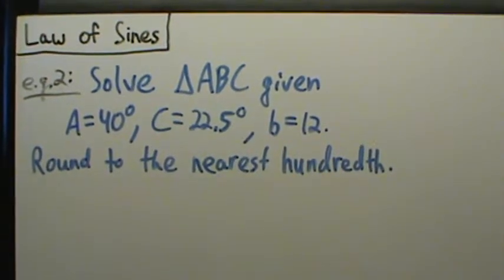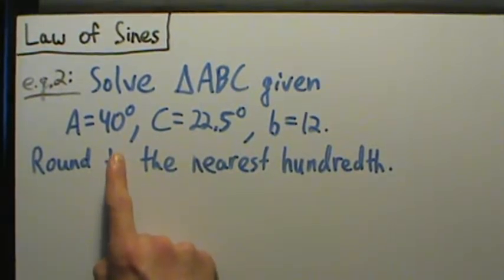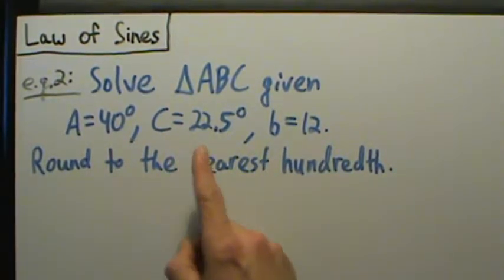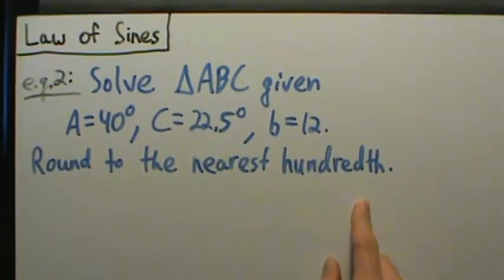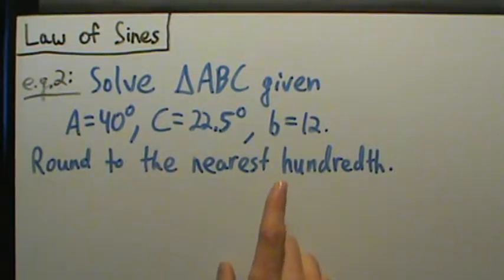Here's example 2 of using the law of sines. So solve triangle ABC, given angle A is 40 degrees, angle C is 22.5 degrees, and side B is 12. And we want to round to the nearest hundredth, which means 2 decimal places. So again, solving a triangle just means find all the missing angles and sides.